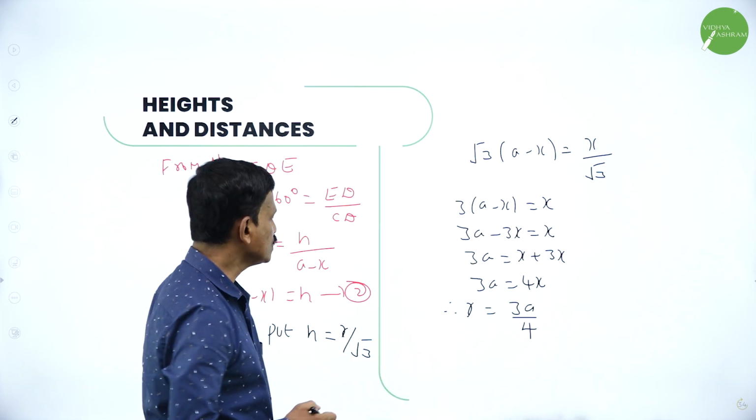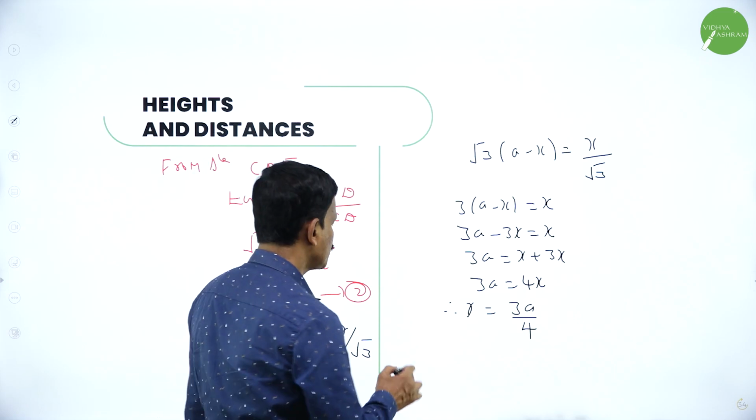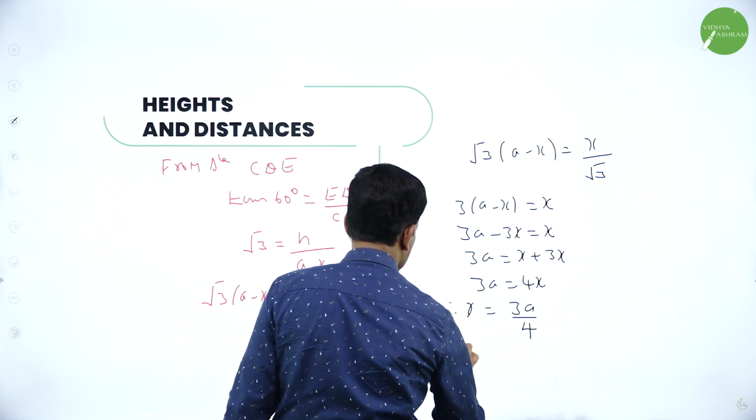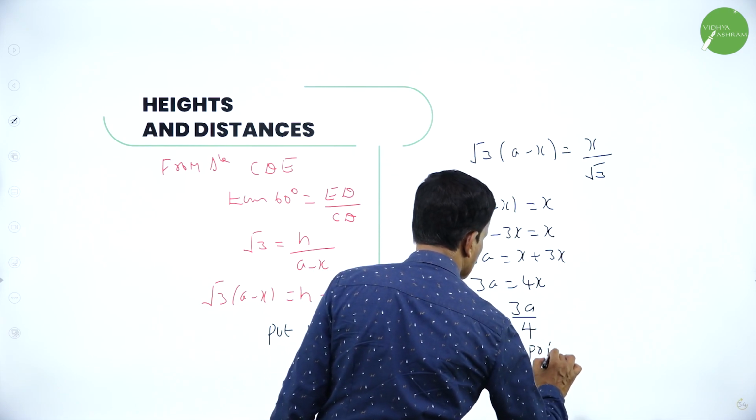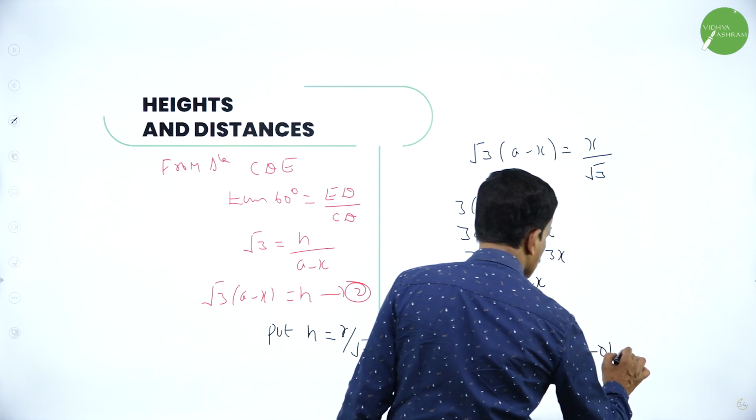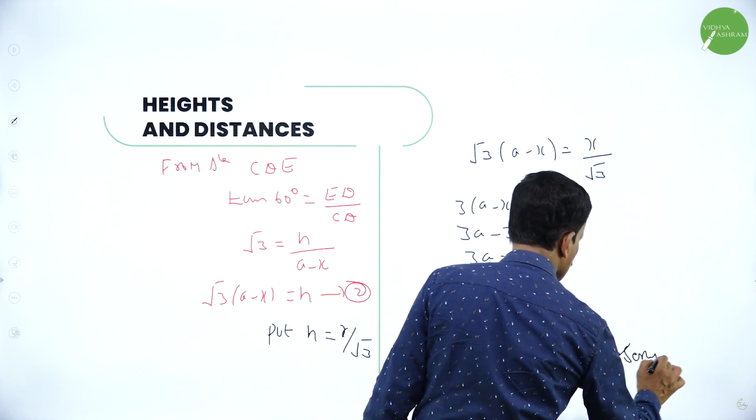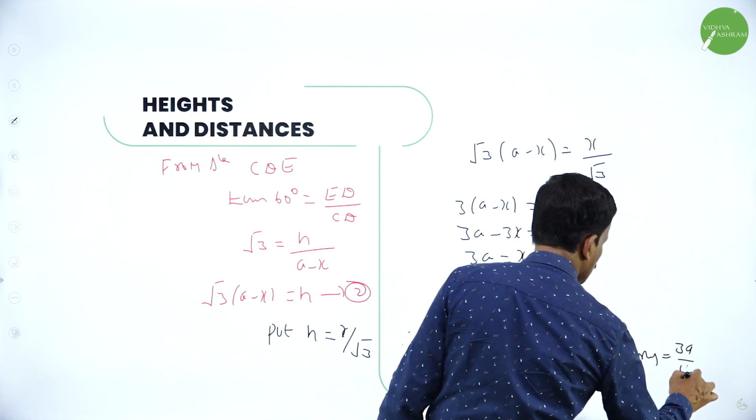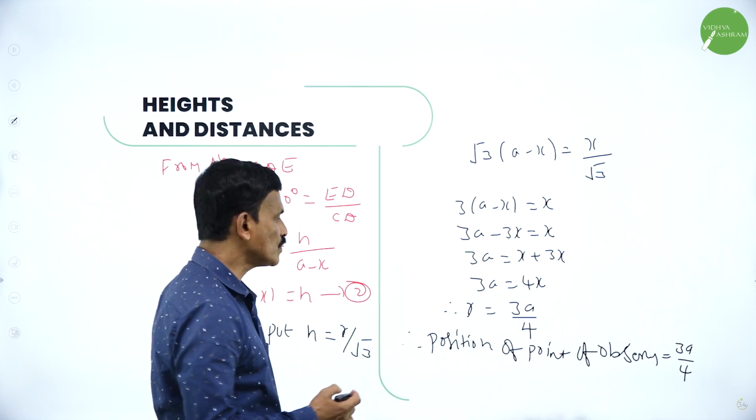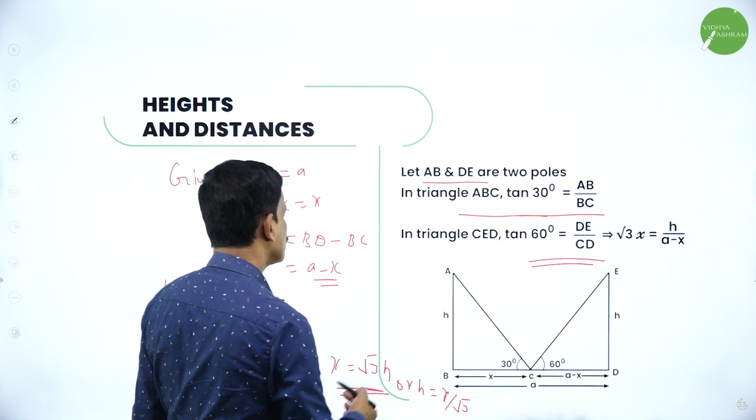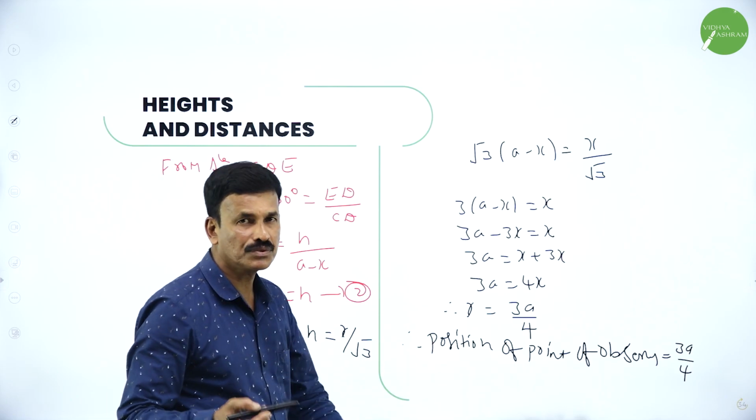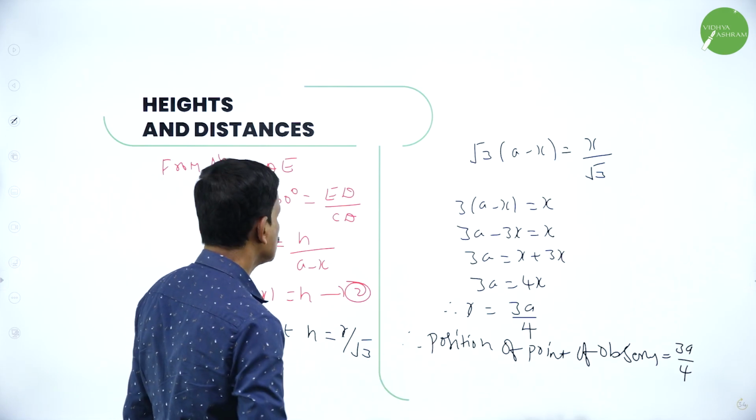Okay. So therefore, the position of the observer is equal to 3A by 4. So the position of the observer is at 3A by 4. That's it. This is how we are going to solve this problem.